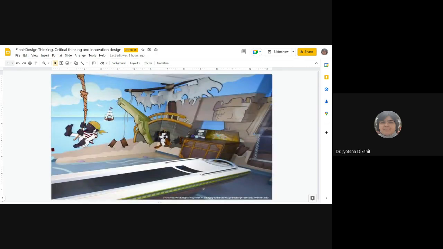Now, we have 6 minutes left, so a very small exercise for you. What can you get from this image? What is the impression that you get from this image? Any idea?